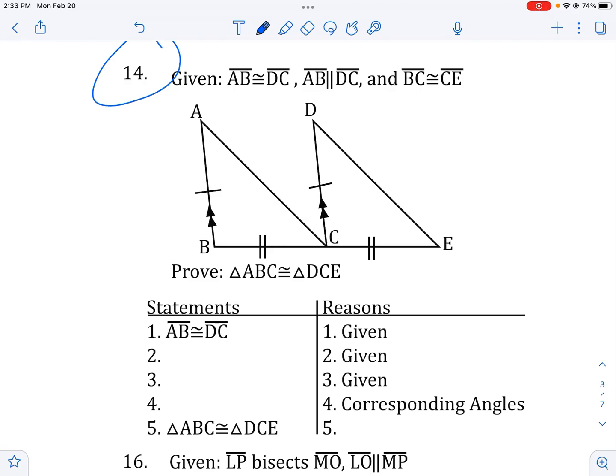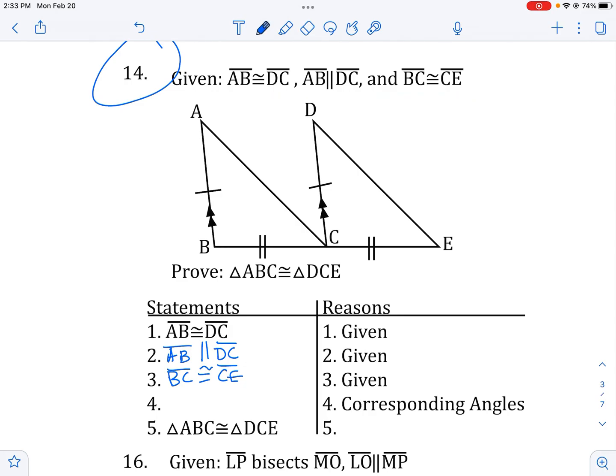All right, hopefully you put in your givens already. You got AB congruent to DC, AB is parallel to DC, and that's a given to us. And then you got BC is congruent to CE. When you fill out your proofs, always start with your givens. Just, here's all our given information. Because from there, then you can start making some conclusions.